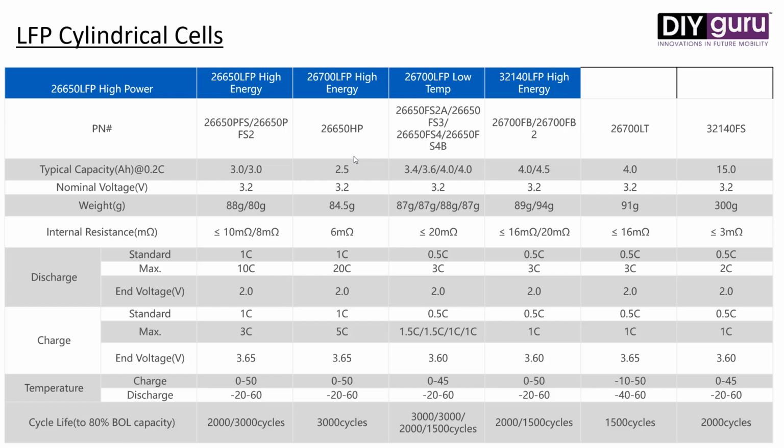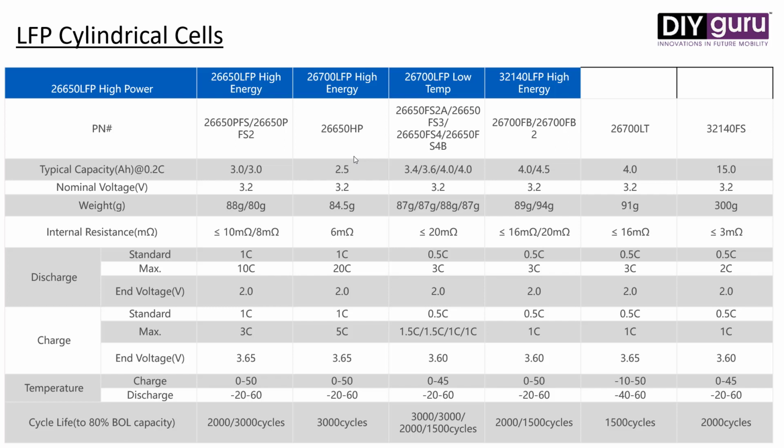These are the typical characteristics of LFP cylindrical cells. Typical capacity could be 3 Ah and could go as high as 15 Ah in case of 32140 cells. Nominal voltage is 3.2, which you can see is lower than the NMC cells. Weight could range from 88 gram to 300 grams. Internal resistance is 10 milliohms and could go as high as 16 to 20 milliohms.